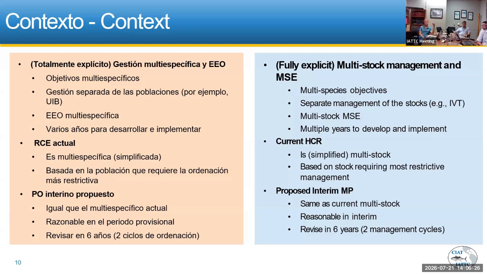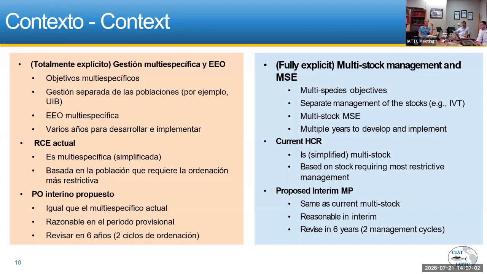But you should also realize that the current harvest control rule, this interim harvest control rule that was put in place a few years back, is actually a simplified multi-stock harvest control rule. And it's based on assessing all of the stocks and determining which stock requires the most restrictive management and managing it based on that. So it is taking into consideration all three species.